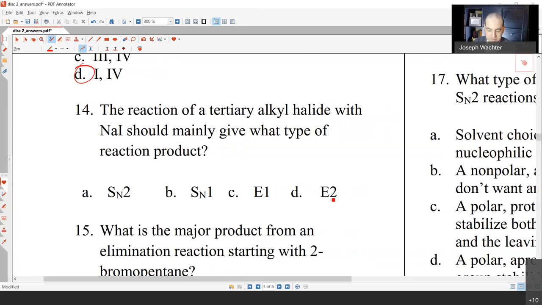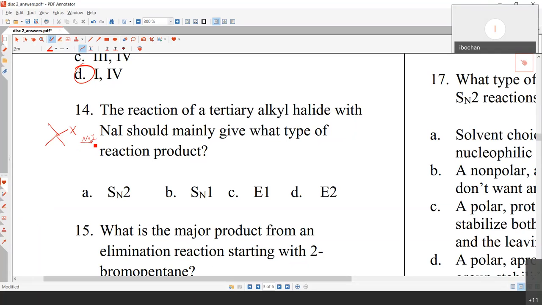All right. The reaction of a tertiary alkyl halide with sodium iodide should mainly give what type of reaction product? So a tertiary alkyl halide, sodium iodide. What do you think? Anybody want to throw in a guess? SN1, E2.